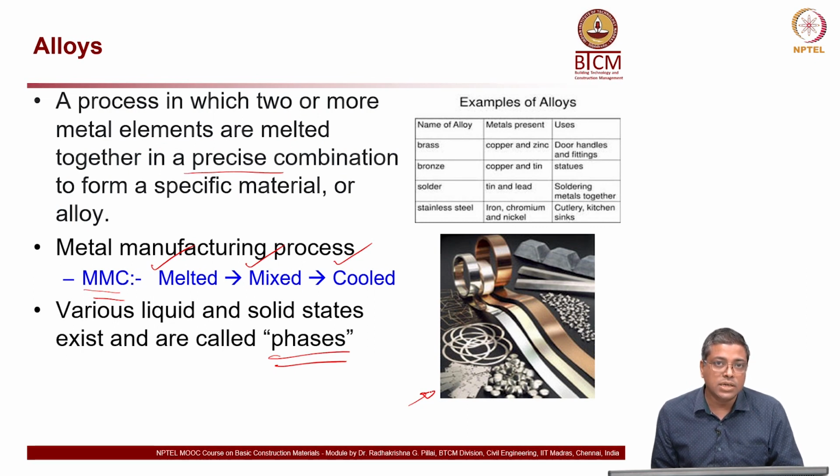Sometimes you will need steel even for construction. Sometimes you will need steel which is very ductile in nature, especially when we talk about earthquake resistant structures. We want steel which is ductile in nature. We don't want it to be very brittle in nature. So how do we make such highly ductile steel? It's essentially to do with the way you make steel.